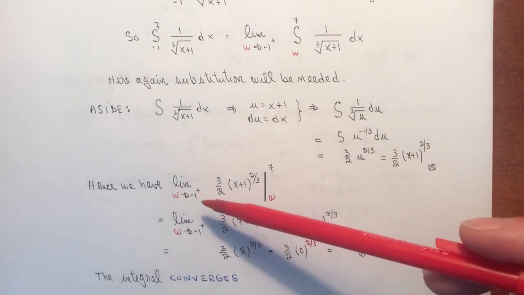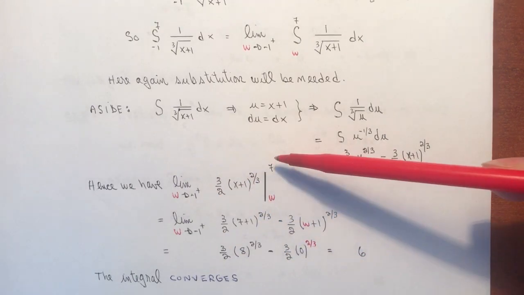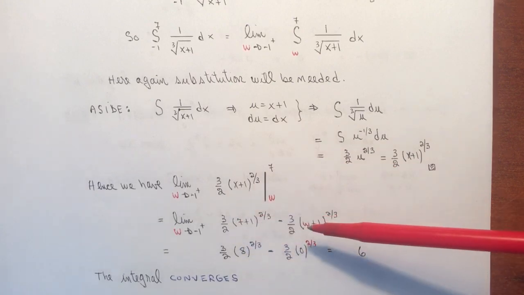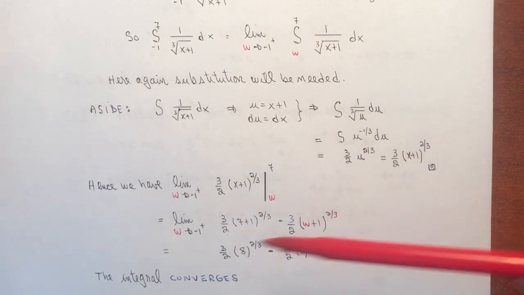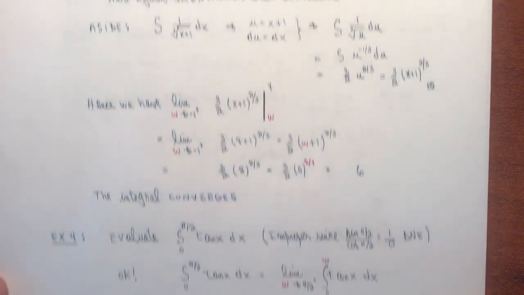So what do we have here? We have the limit as w approaches negative 1 from the right of the answer to the integral we found between 7 and w. Plug in the 7 as your upper bound, plug in w as your lower bound, and replace w with negative 1. Here, this is just a number to some power, and this is actually minus 1 plus 1 to some power. Minus 1 plus 1 is 0. 0 to the 2/3 is 0. The only thing that I have left is this guy, which turns out to be 6. So this integral clearly converges.